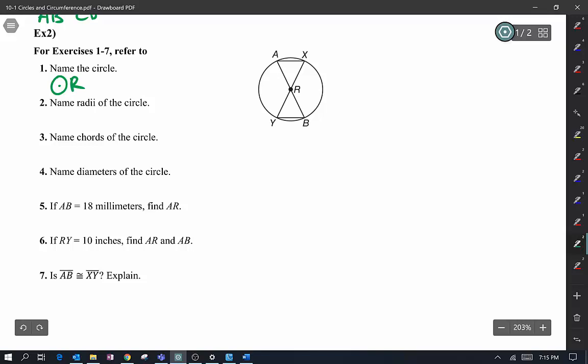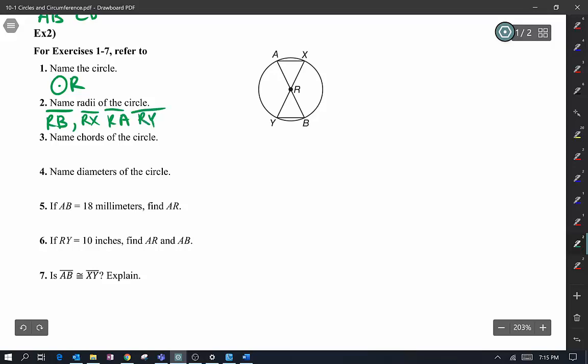Pretty easy. Name the radii of the circle. Well, RB is a radius, right? Oh, it says radii. That means more than one. So there's a bunch of radii here: RB, RX, RA, and RY.